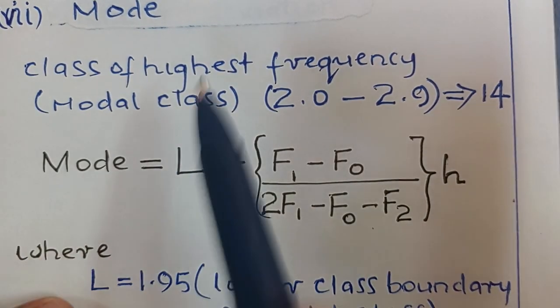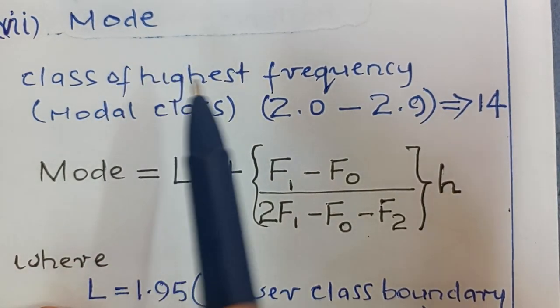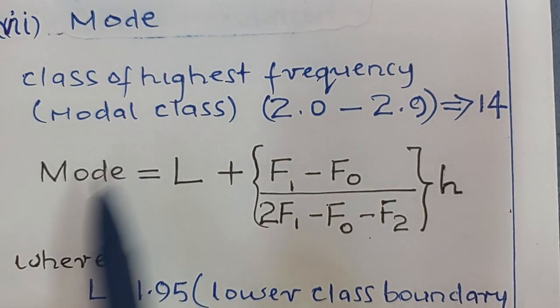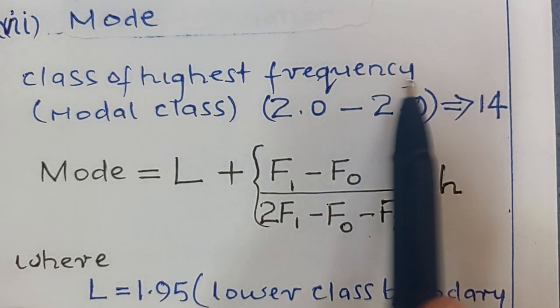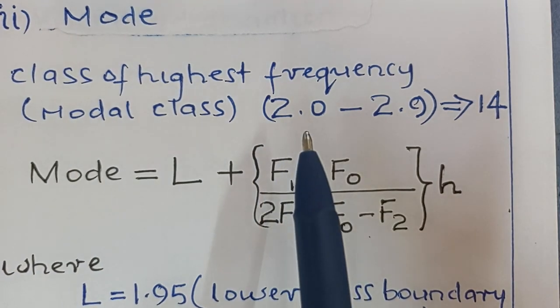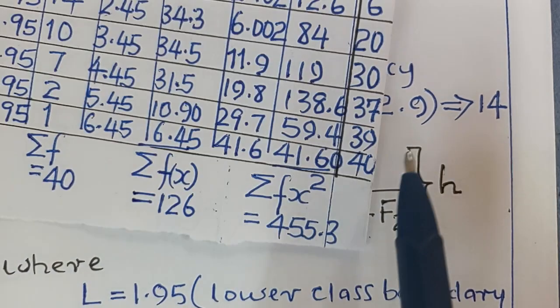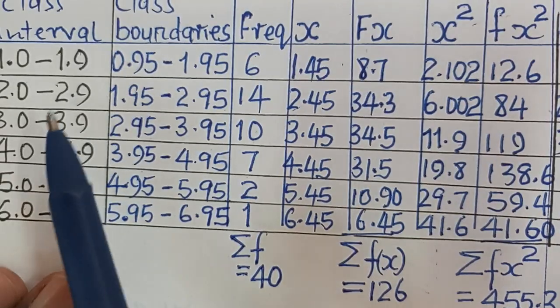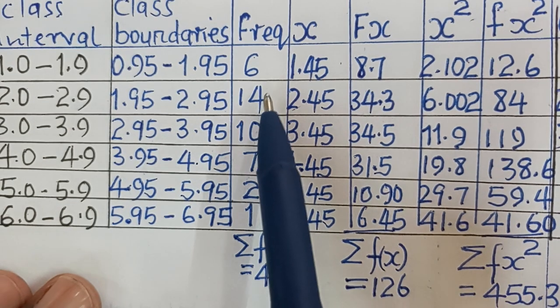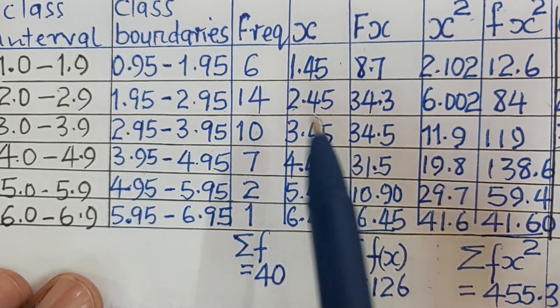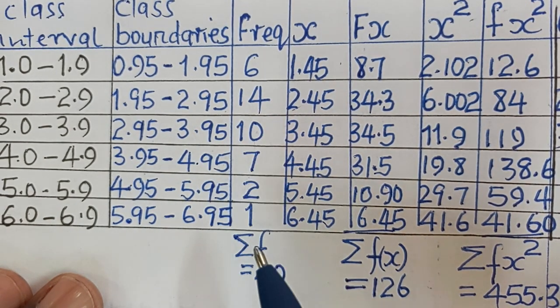From the median, guys, now we go to the mode. And the mode equation is right here. Class of the highest frequency. For the class of the highest frequency, we have 2 to 2.9, which has a frequency of 14. And this is what now we are going to use.